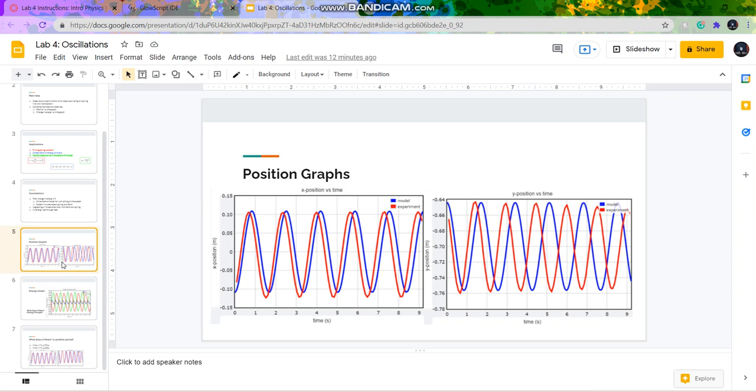So let's take a look at our position graphs. Now, the period of our oscillation can be calculated by looking at the adjacent peaks and adjacent troughs of our x position versus time graph. Through this process, we can see that the period of oscillation comes out to be about 1.709 seconds.